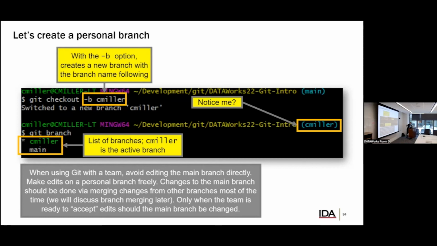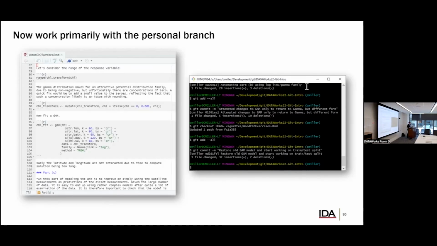Notice that blue text over there on the right? It has changed to the name of the branch that you're working on. And if you were to type git branch again, it'll show you the list of the branches. There is now a new one, my new branch, C Miller, and it's shown in green. It's trying to indicate that this is the branch that we're working on. So then I do a bunch of work.